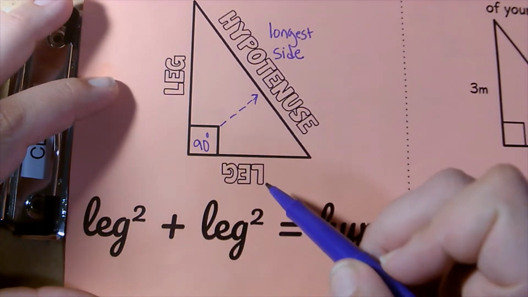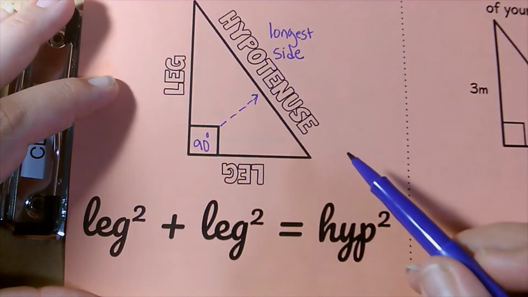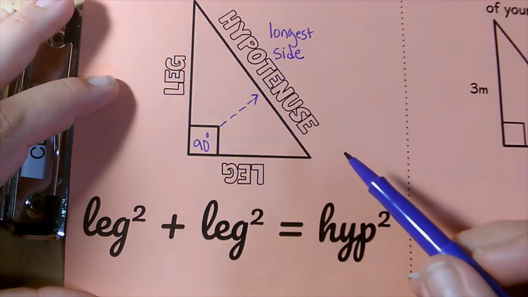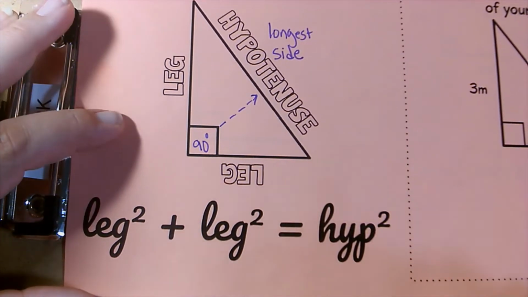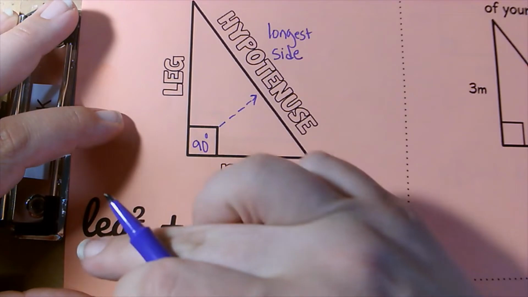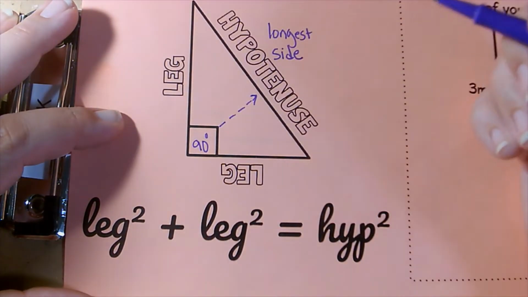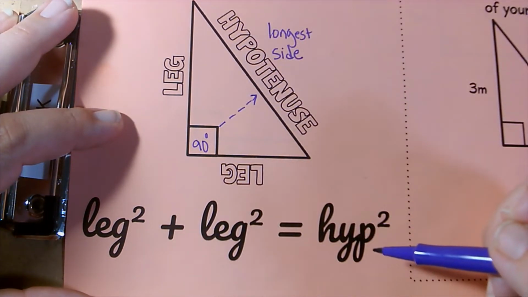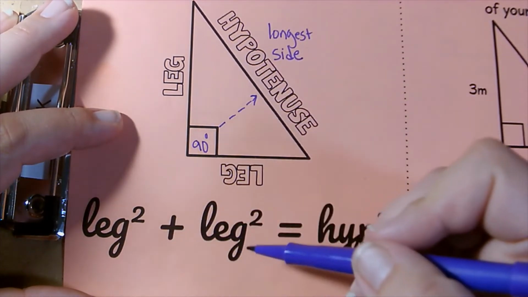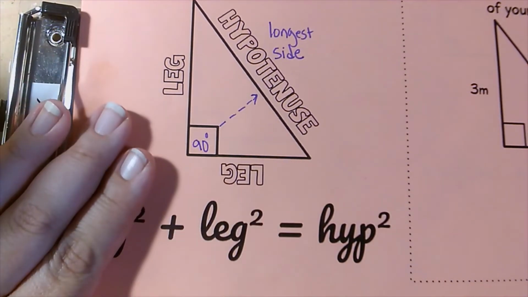If you take one leg, square it, add it to the other leg, squared, it's going to equal the hypotenuse squared. Most of the time you may have seen this as a squared plus b squared equals c squared. It's the same thing. I just teach it as leg squared plus leg squared equals hyp squared because it doesn't matter which one I call a, which one I call b. It just matters that they equal up to the hypotenuse squared. So I like to just call them leg squared and leg squared, but it's the same idea. And that's all I'm going to write on this paper.